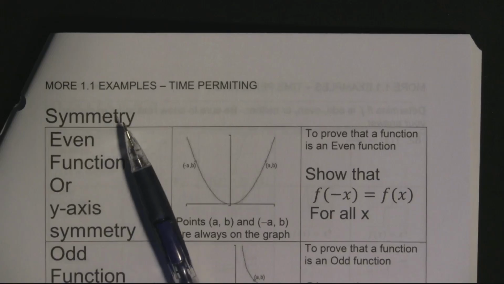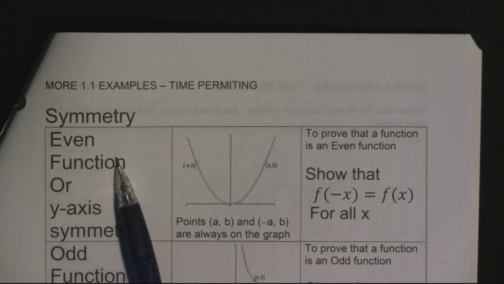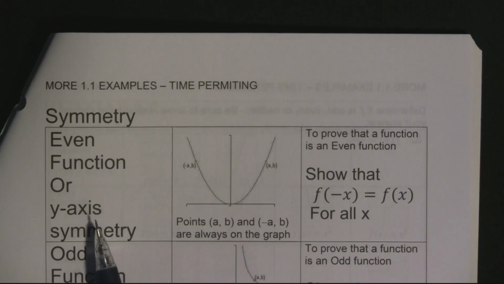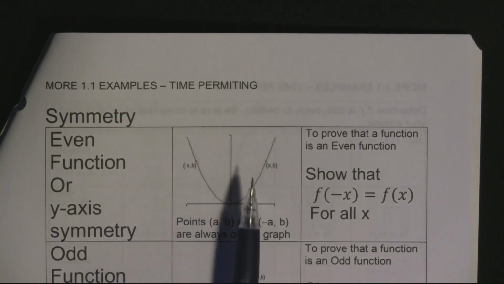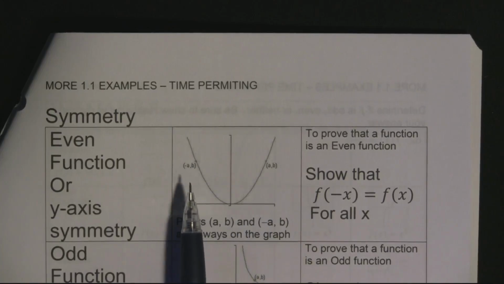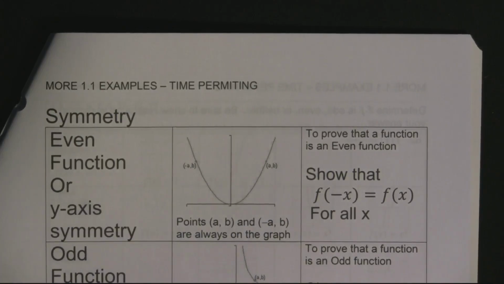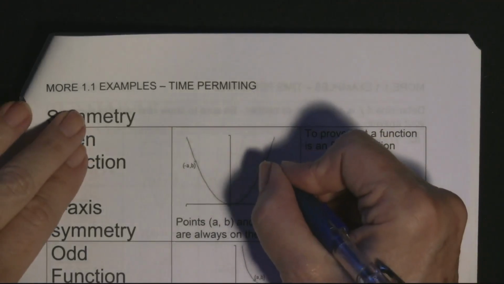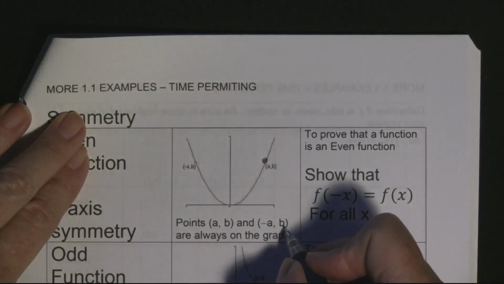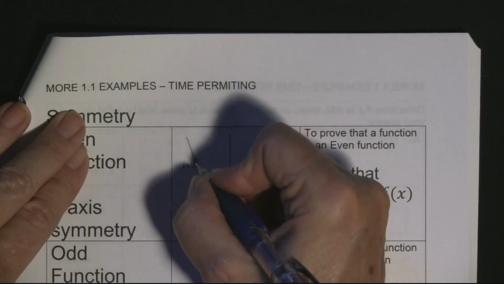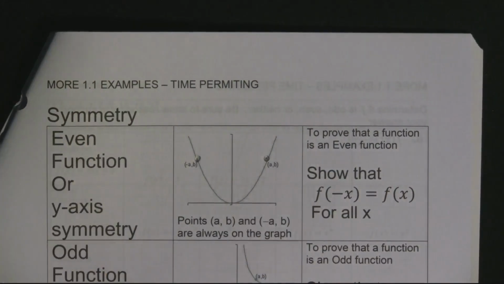Okay, symmetry. There are even functions. Another way of saying an even function, vocabulary you can use, is that it has y-axis symmetry. Here is the graph of something that is an even function and has y-axis symmetry. When things are even functions, if the point (a, b) is on the graph, then the point (negative a, b), this point here, would also be on the graph.